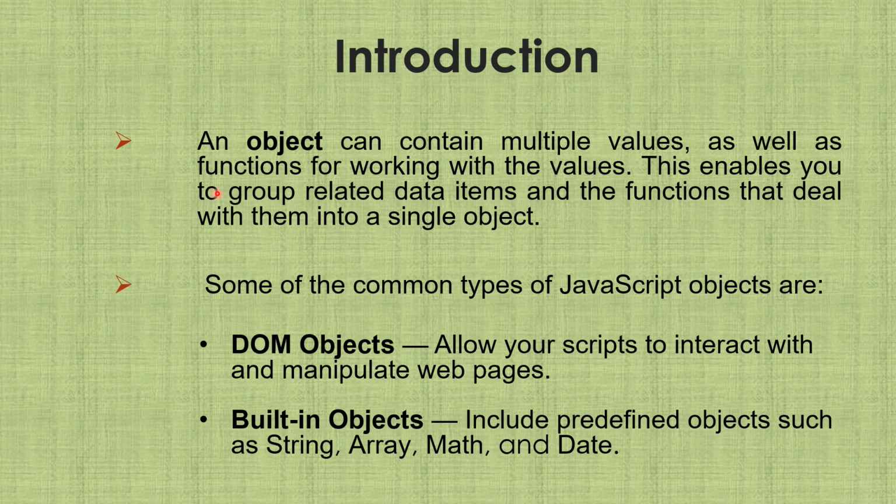What is an object? In JavaScript, an object is a standalone entity that holds data in the form of properties and values. An object can contain multiple values as well as functions for working with the values.